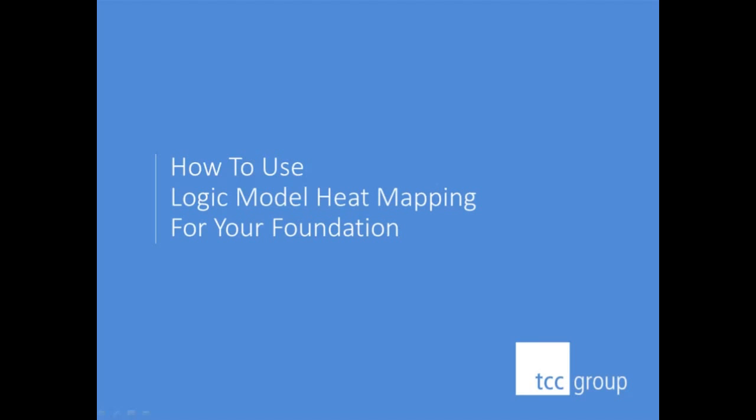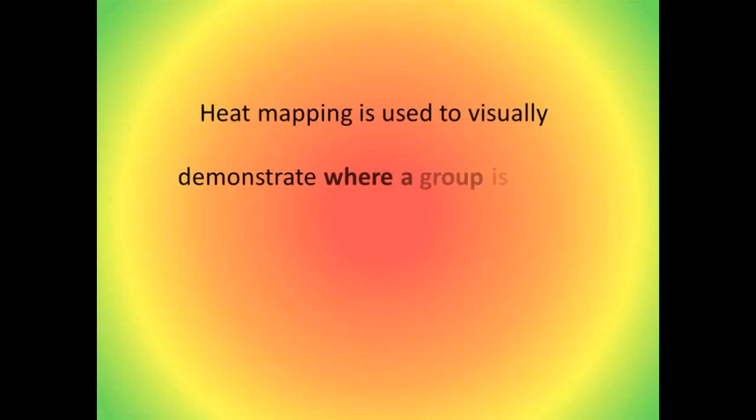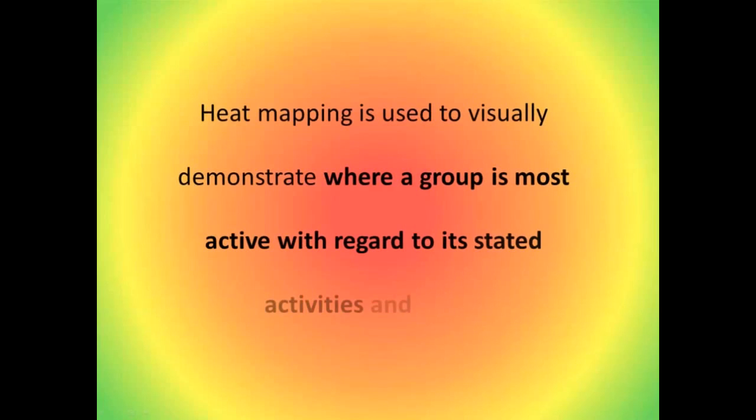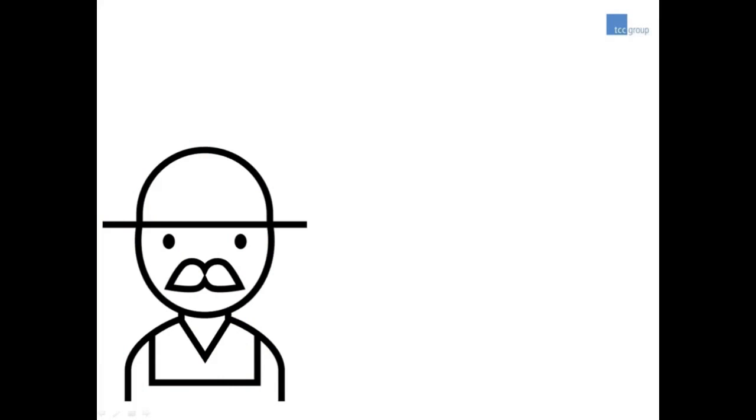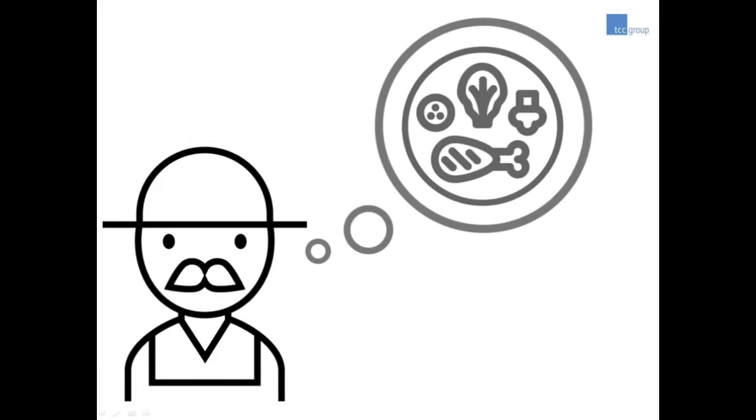This video will cover how a foundation like yours can use logic model heat mapping. Heat mapping is an exercise that can benefit any organization that has a logic model. Heat mapping is used to visually demonstrate where a group is most active with regard to its stated activities and goals.